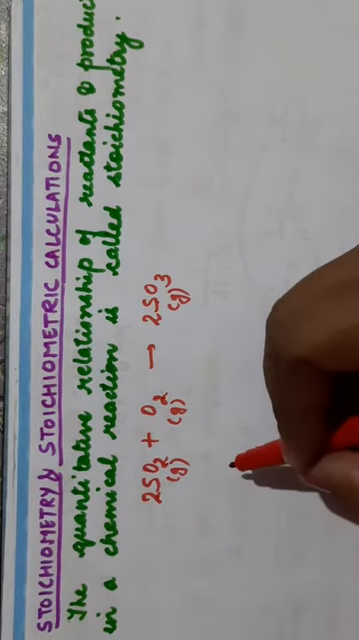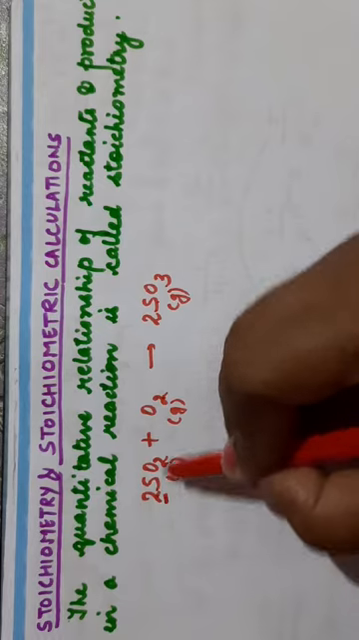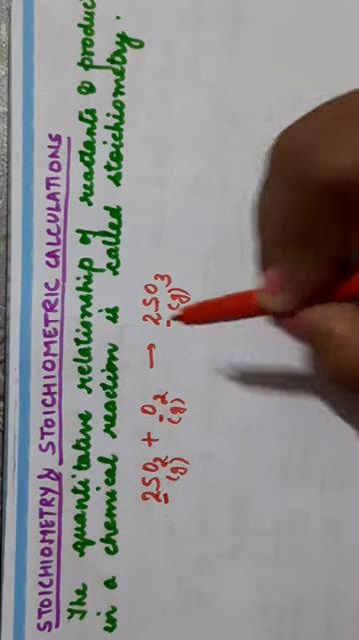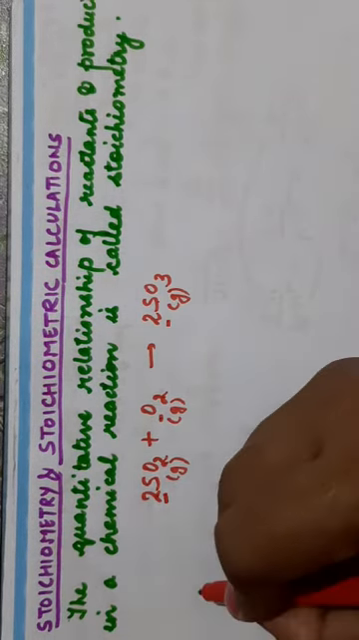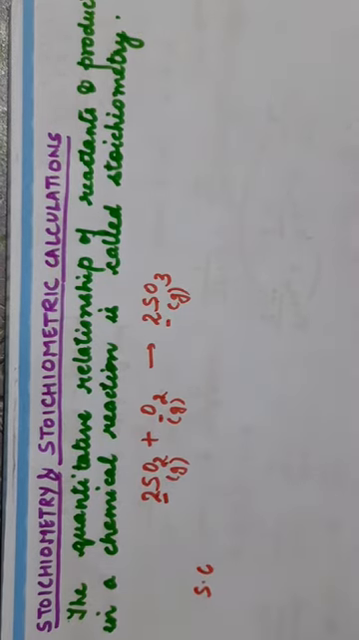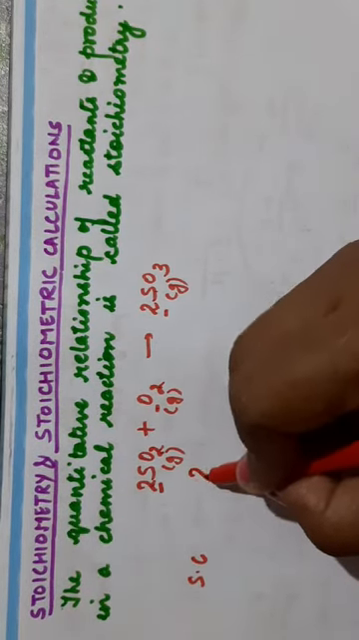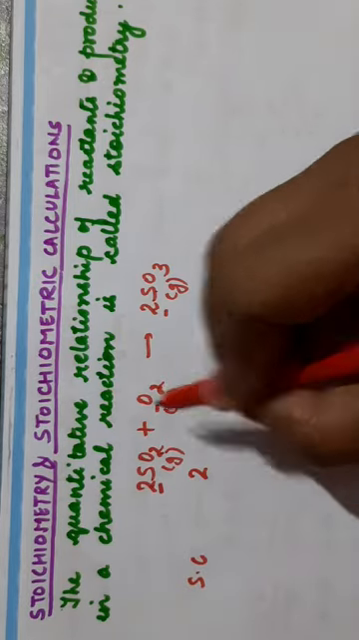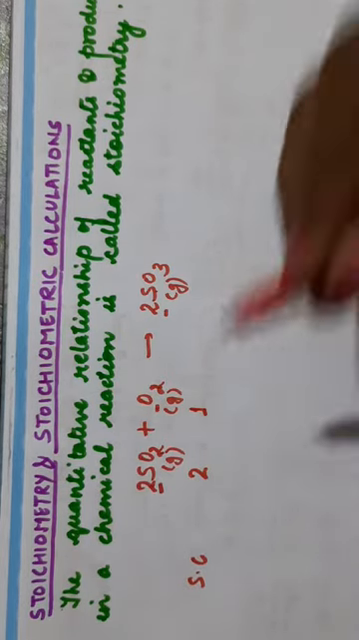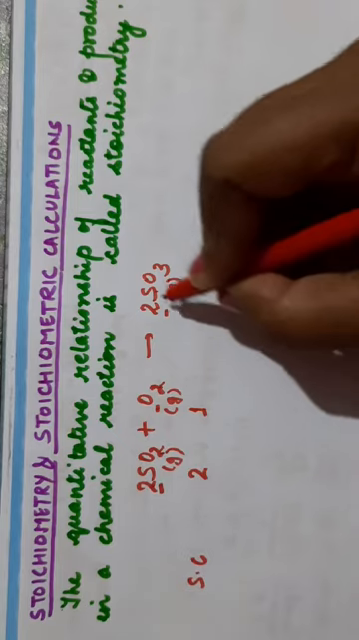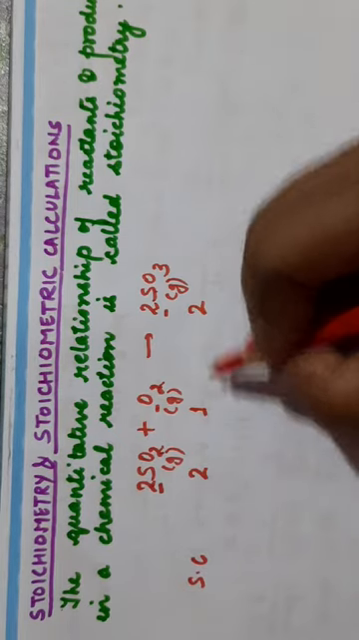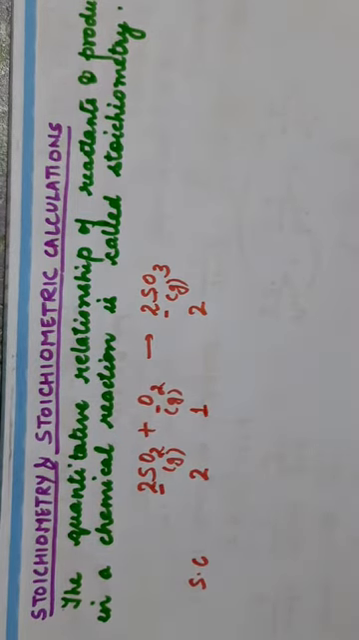In the balanced equation, the numbers that are written before the reactants and products are known as stoichiometric coefficient. So first we will write stoichiometric coefficient here. What is the stoichiometric coefficient for SO2? 2. The stoichiometric coefficient for oxygen is 1. Stoichiometric coefficient of SO3 is 2. These stoichiometric coefficients give a lot of information about the quantitative relation between the reactants and the products.